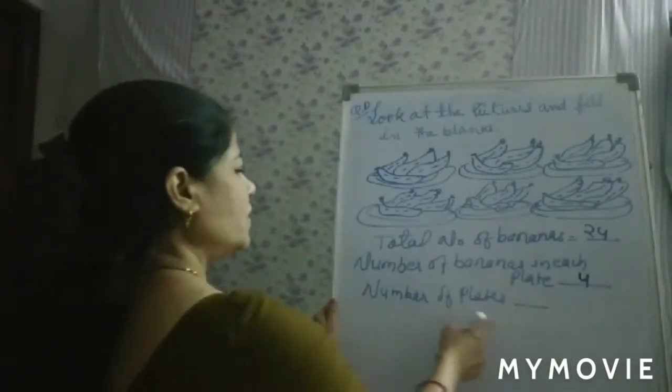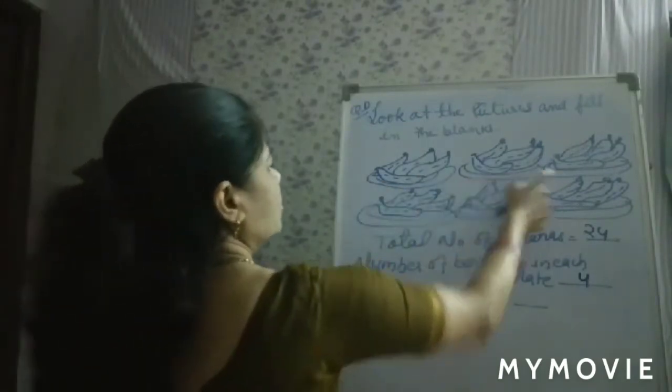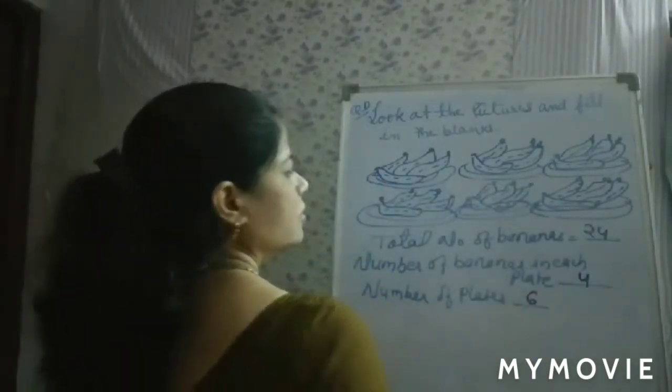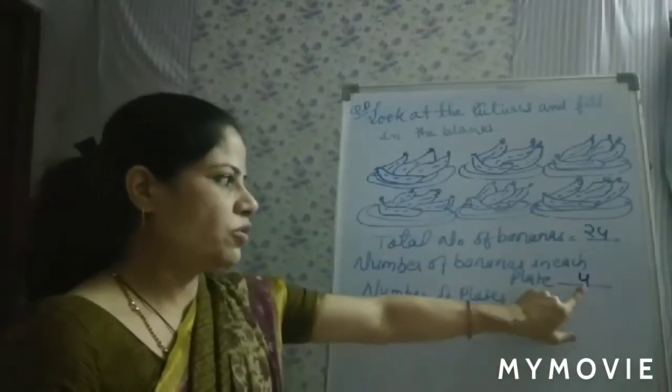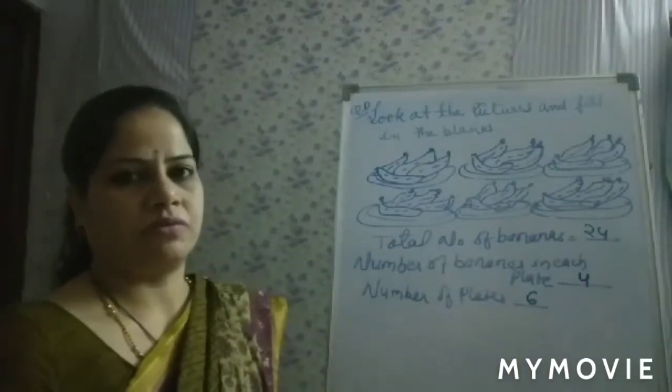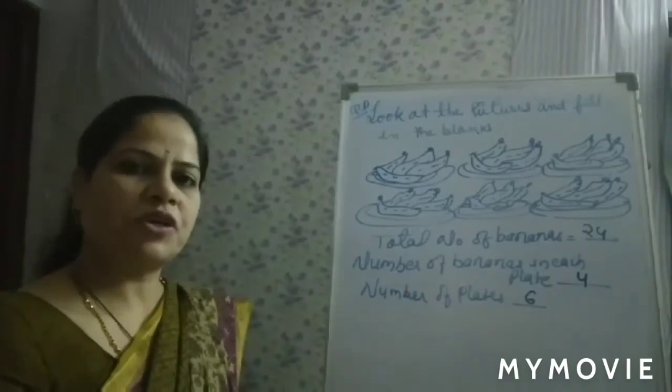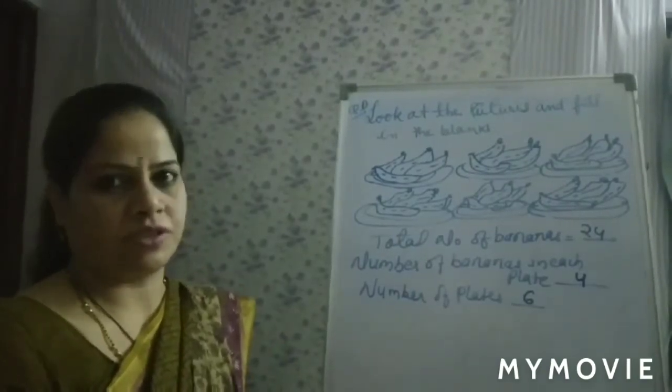Number of plates, how many plates are here? 1, 2, 3, 4, 5, 6. Means when you divide 24 by 4, you will get 6, because 4 6s are 24. This way you have to do this type of questions.